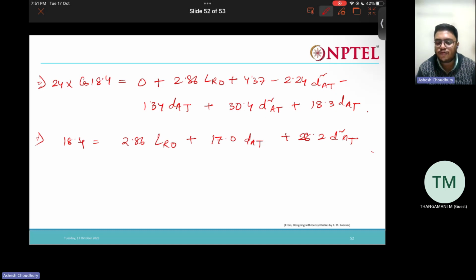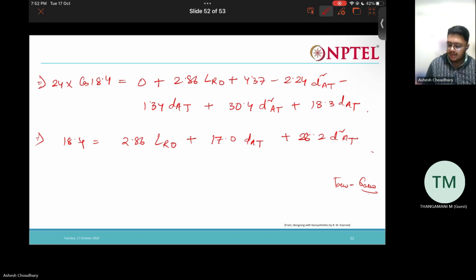Okay, T allow. So if we change the T allow, changing means what? We are changing sigma allow. Sigma allow changing means what? Different geometries will have different allowable stresses. Allowable stress means the maximum stress that a particular geometry can take. So we can vary all these three things: LR naught, DAT, and this T allow, the allowable tensile stress. All these things we can vary in order to get a design chart.